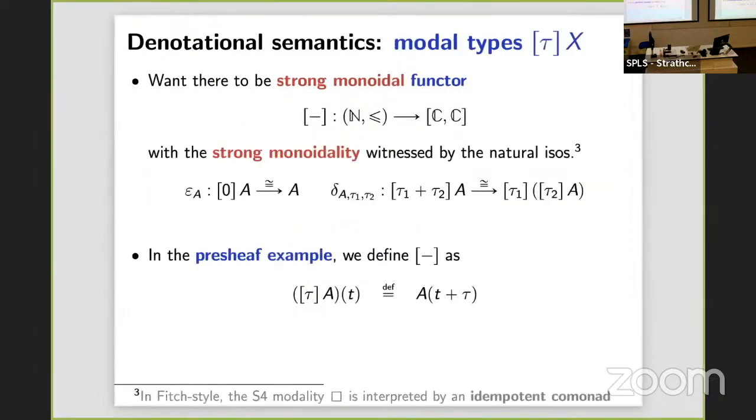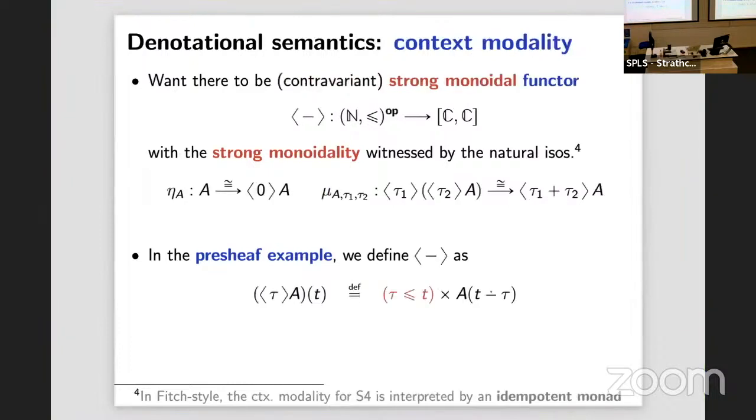So for the modality and types, we pick a strong monoidal functor, which just means that we have natural transformations like this. And in the presheaf example, we define it concretely like this. So the idea is that the boxed values of type A at a particular time moment t are the values of A at tau time units in the future compared to t.